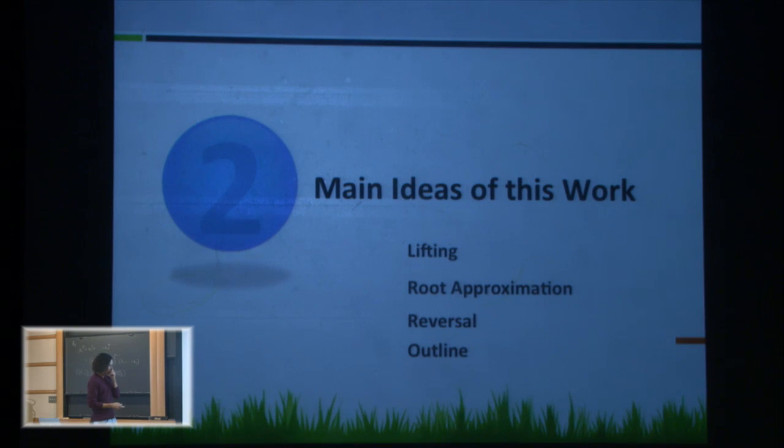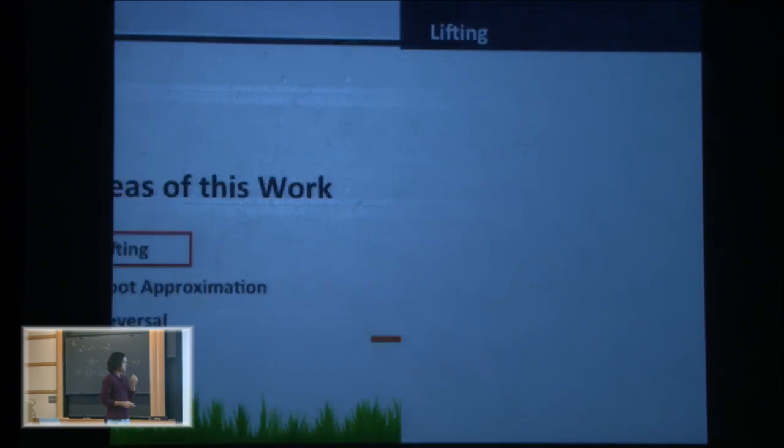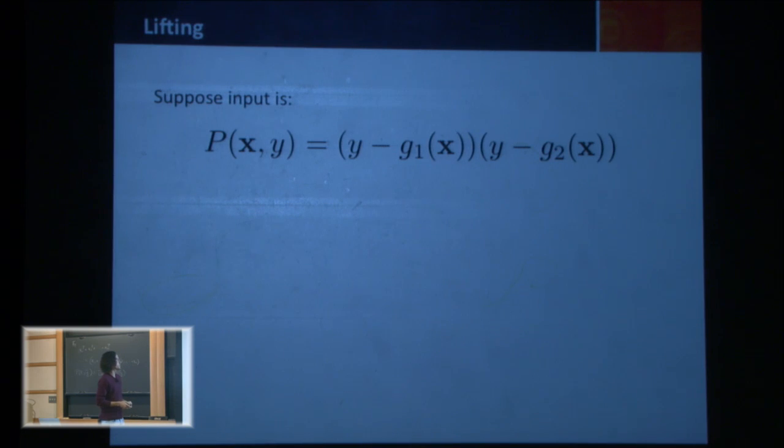Okay, so the main ideas of this work. There are three main ingredients that enter in this proof, and an outline of how to put things together. We're going to describe lifting, and then we're going to go on to root approximation and the reversal. We'll begin now with the lifting, which is ubiquitous everywhere.